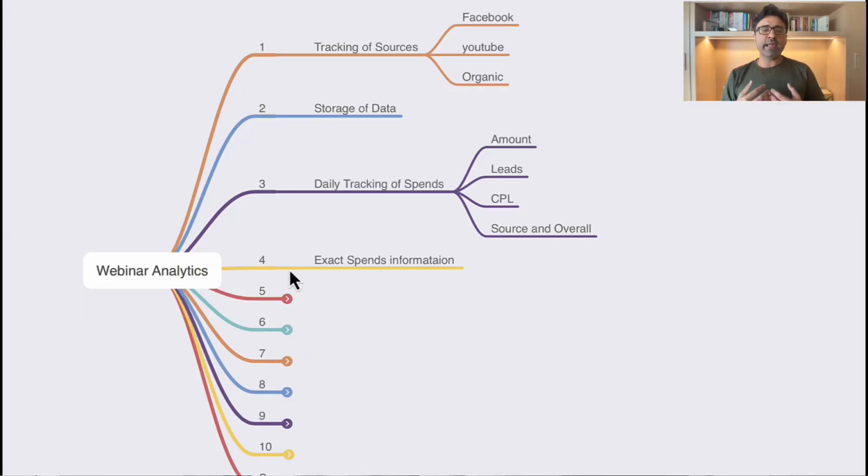The fourth is exact spend information. When I say exact spend information, that is whatever money that you are spending for the webinar. So here you may have the daily count of spends, but when I say exact spends, let's say for example your webinar is on Sunday and you are collecting leads for that particular webinar from Wednesday to Sunday, then it is the 3 days of spends that you have captured.